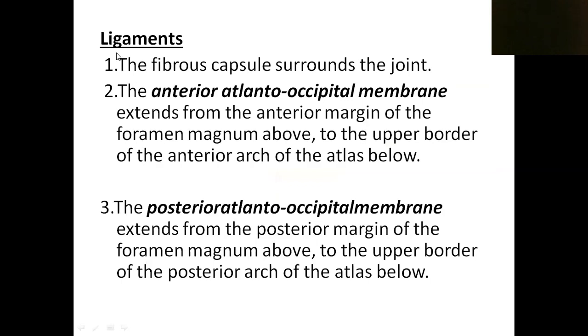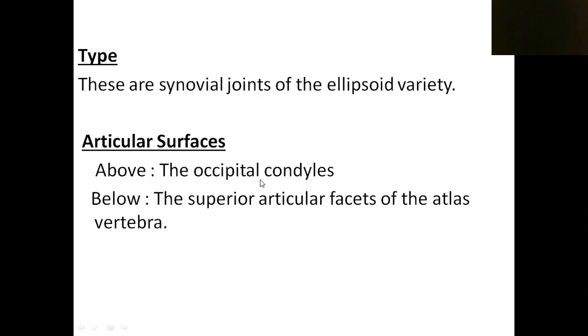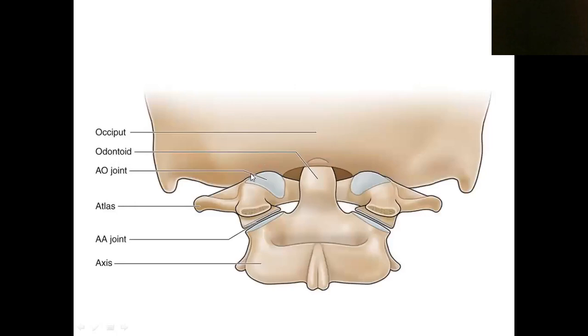Now, what are the supporting factors, like capsule and ligaments? First one, the fibrous capsule. This joint is surrounded by a covering, that is the fibrous capsule. Nothing more about the capsule. There are two joints, right and left atlanto-occipital joints. This is the left side and this one is the right side. Both joints are covered with separate capsules.